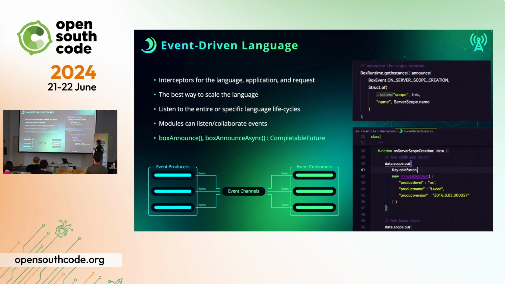And then here, for example, I have a listener. This one is in Java, and this one is in BoxLang. This one's listening to the on-server scope creation. Whenever the server scope's created, it will be announced. It receives the server scope, and, for example, puts some data in the scope. Okay? So this is really flexible for developers. You don't have to build all this on your own. It's there for you.